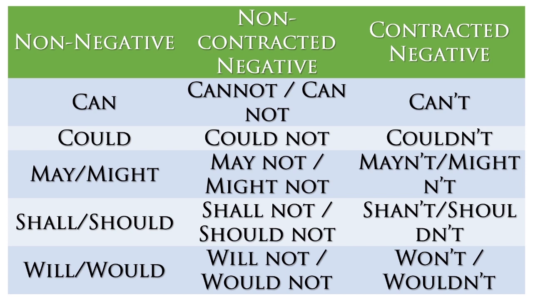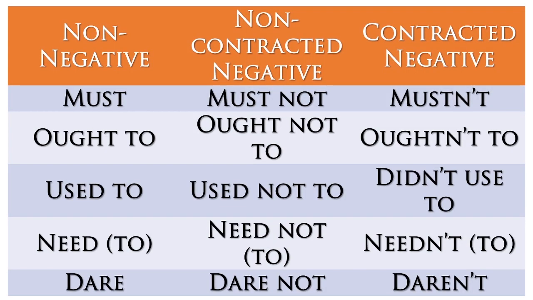We have could, could not, couldn't, may, may not, might, might not, mayn't, mightn't, shall, shall not, shan't, should, should not, shouldn't, will not, won't, would not, wouldn't, must not, mustn't, ought to, ought not to, oughtn't to, used to, used not to, didn't use to, need not to, needn't to, and finally dare not, and daren't.